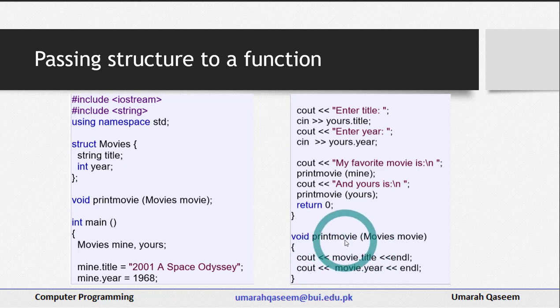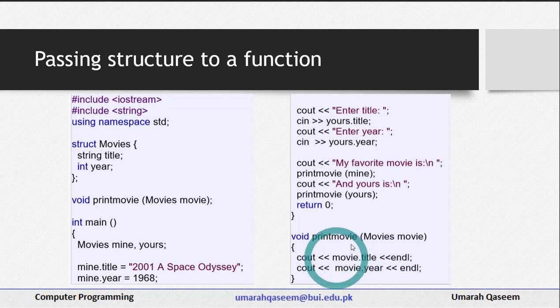To pass a variable of structure type, what you have to do is, just like any other variable, write the data type of the variable. In this case, the data type is our custom data type, which is our structure. So just write the name of the structure here and then the name of the variable.